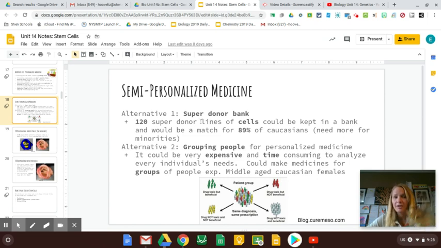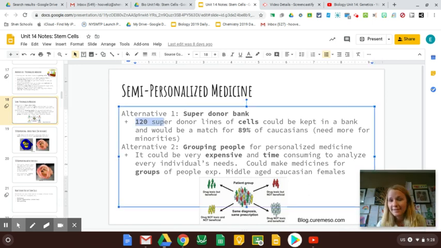So right now we do have a super donor bank. We have these cells saved. We have 120 different cell lines saved that could be a really good match for 89% of Caucasians. So right away you can see the problem with that is that we don't have as many for people who are not Caucasian, so people who are not white, different minorities. So there's something right there that could be really messed up. It could be unequally serving. It could be more for certain races or certain socioeconomic classes.